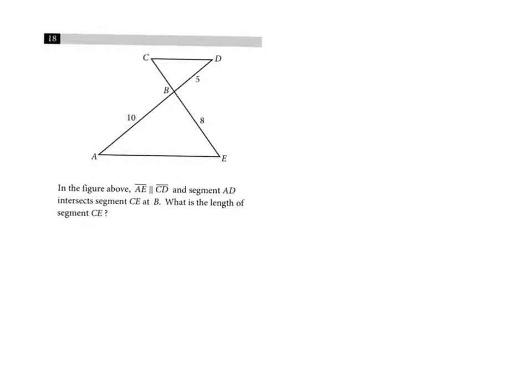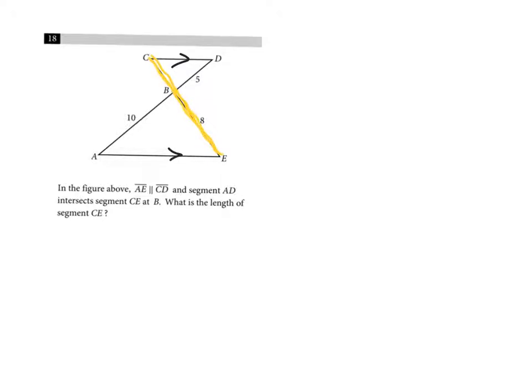Problem 18. In the figure above, AE is parallel to CD. Segments AD and CE intersect at point B. What is the length of segment CE, so this entire segment?